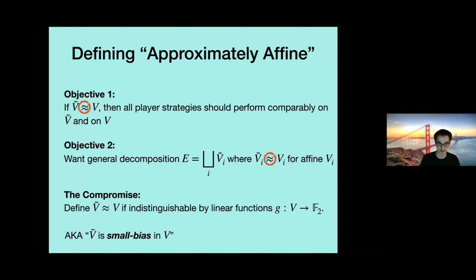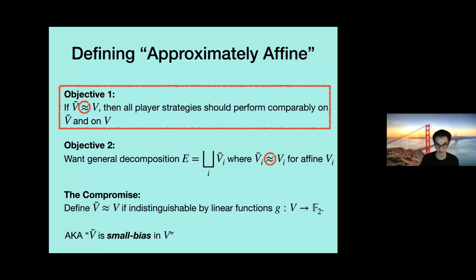Okay. So again, I'm gonna just zoom in on one little part of this. Showing the general decomposition is less interesting. And the hard part is showing that with this definition of what it means for v tilde to be approximately affine, it actually captures these being equivalently hard.